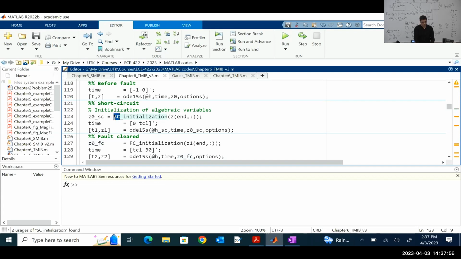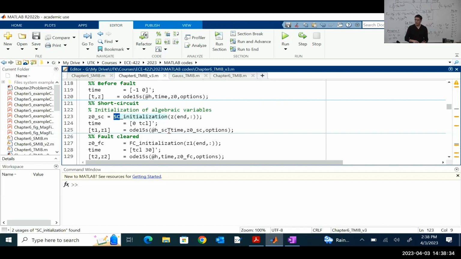What do we need to do? Initialization of the algebraic variable. The state variables remain the same, but we need to calculate the algebraic variables using the procedure we have discussed on the whiteboard. I created a function for this, so the function will follow the same steps that we discussed. With that initial condition, we will simulate from 0 to the clearing time, let's say 100 milliseconds. And we will invoke the solver using a set of functions now called h at the short circuit.